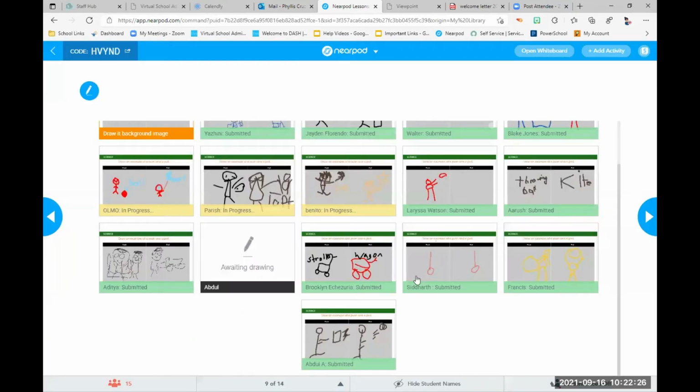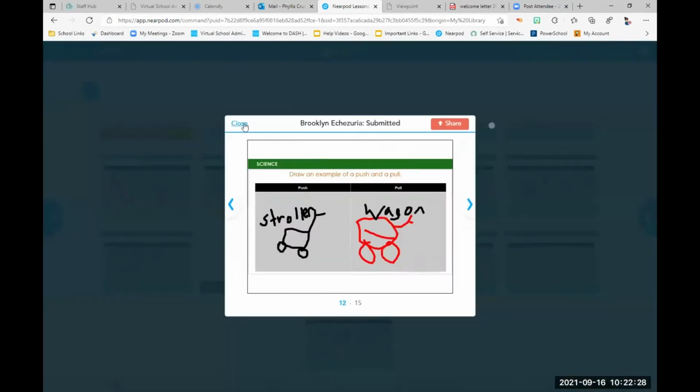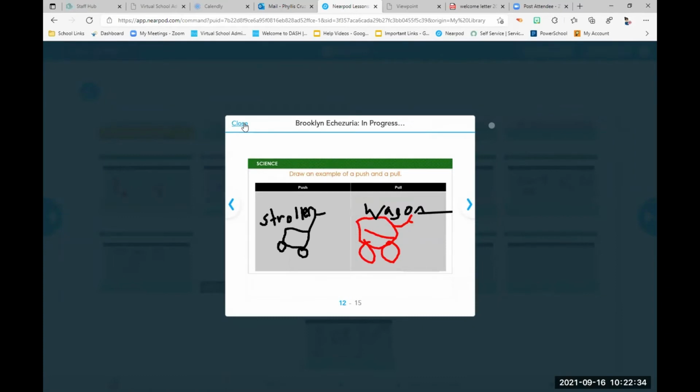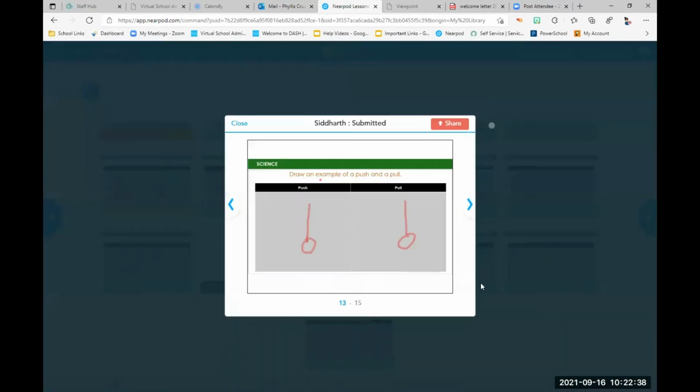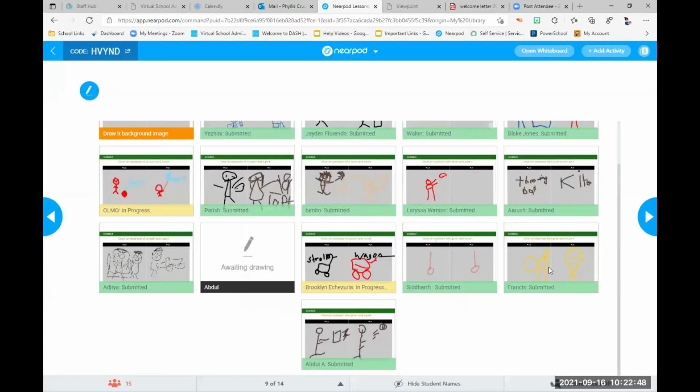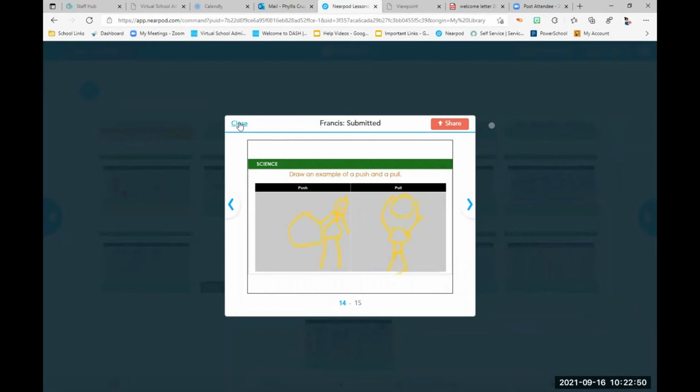All right. Let's look at Brooklyn's. Oh, look at her. She's labeling. And that's a great example of labeling. So just write down what it is you're drawing. Just kind of write right over it. Okay, there's Siddharth. Is that the yo-yo? The pendulum. It's the pendulum. Very nice.